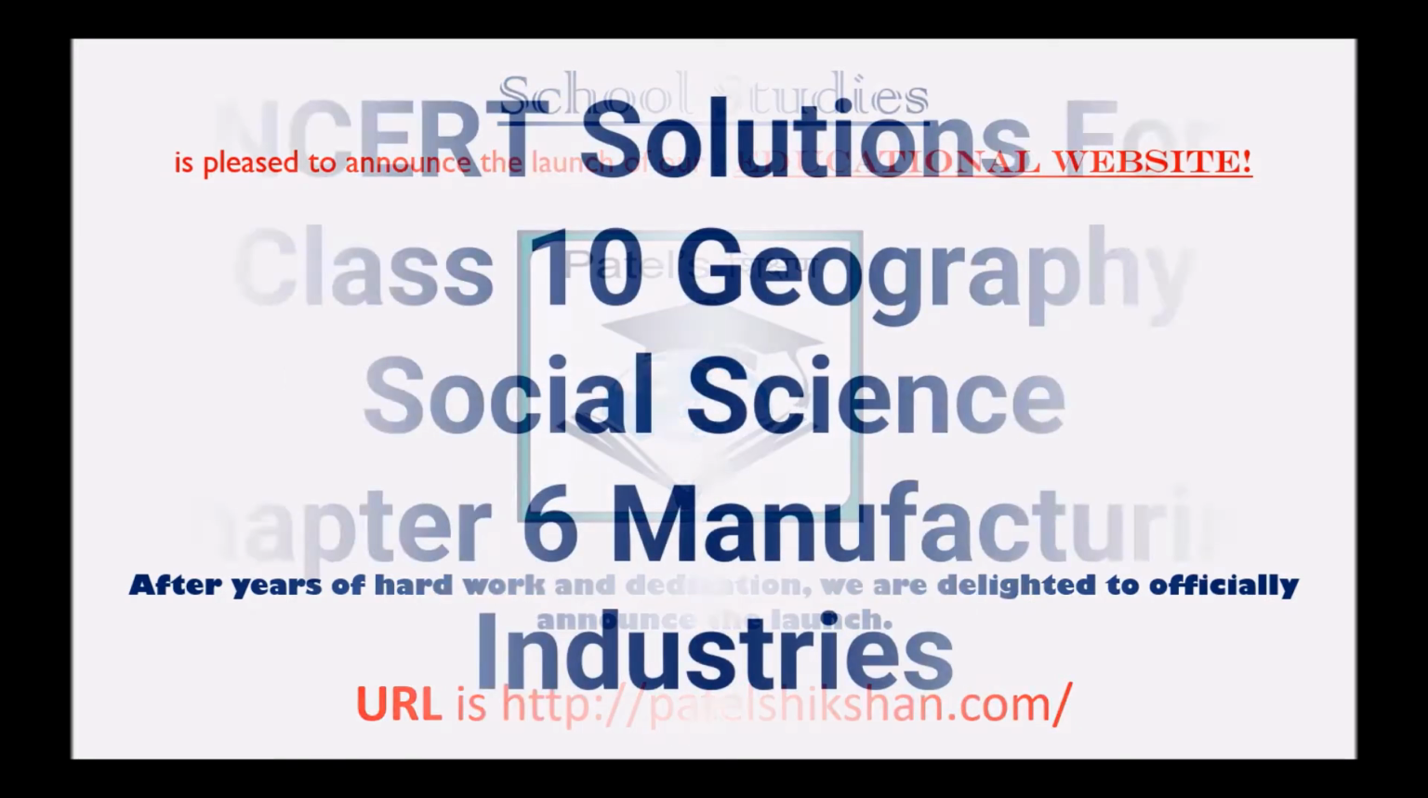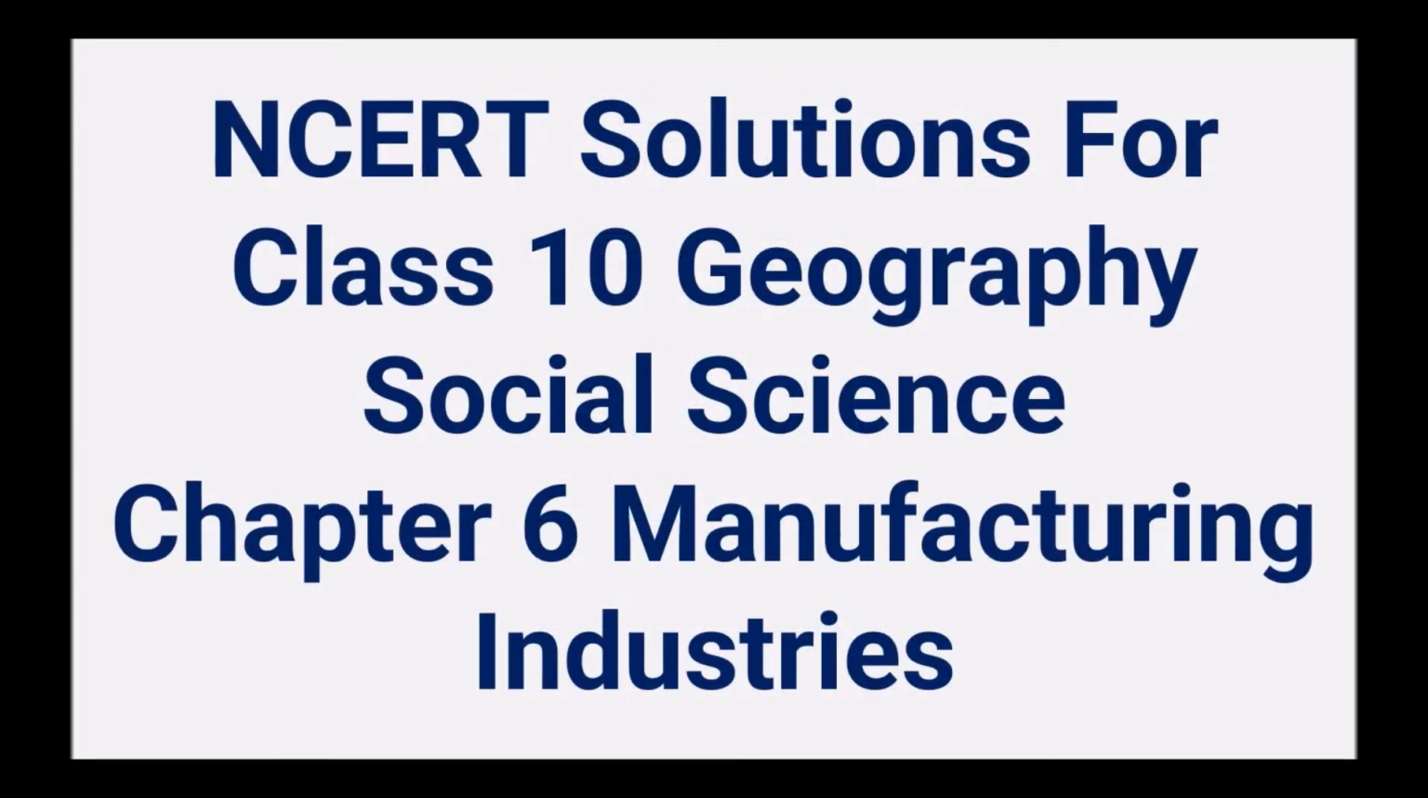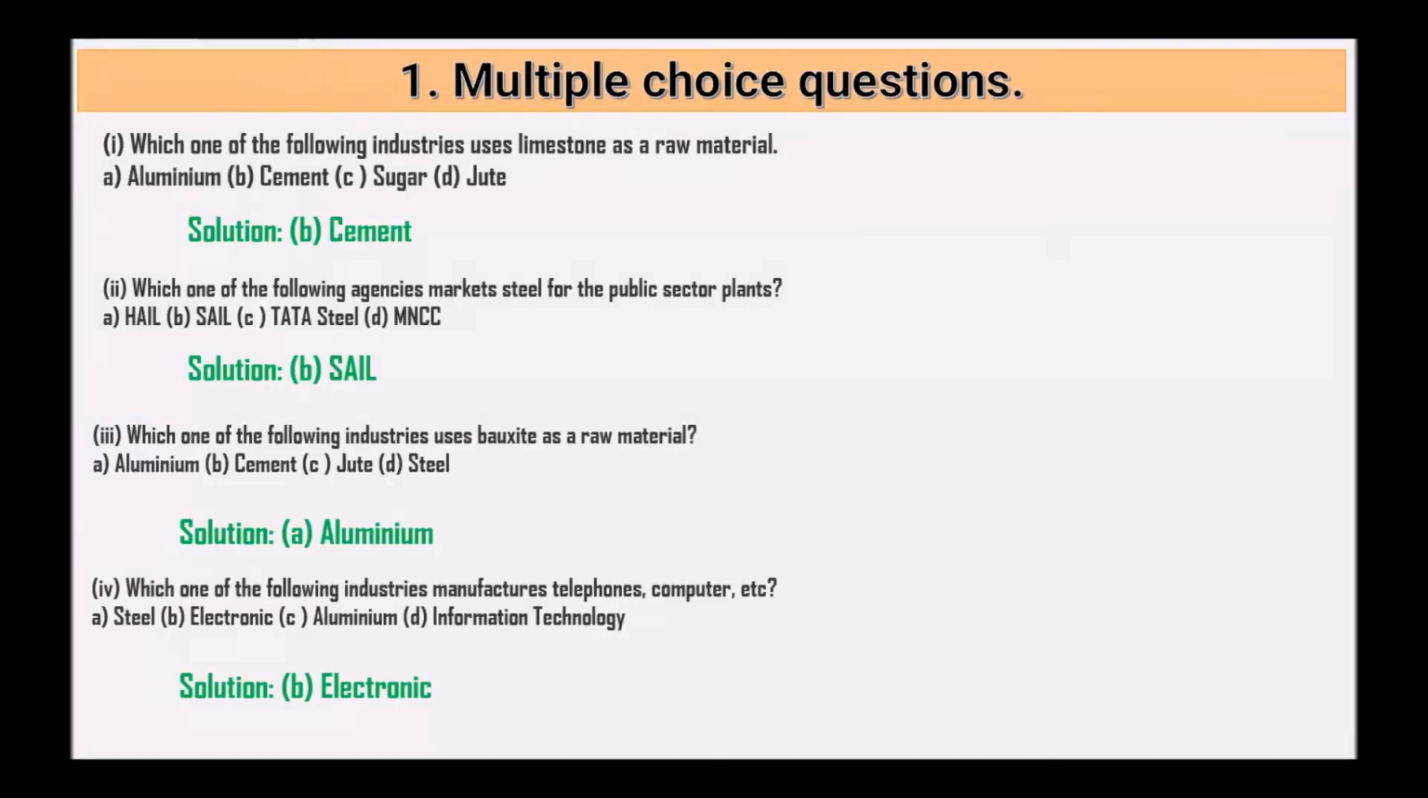Today we will see a video related to NCERT Solution for Class 10 Geography, Social Science, Chapter 6, Manufacturing Industries. Let's solve the textbook exercise.